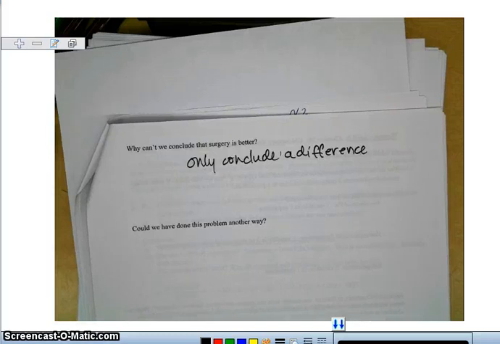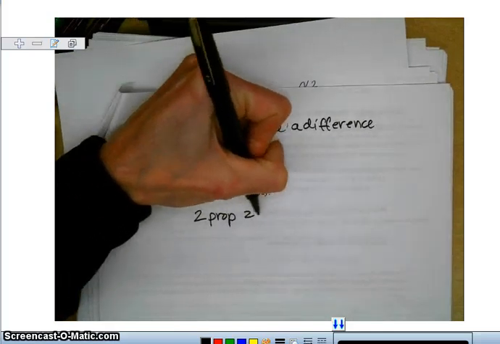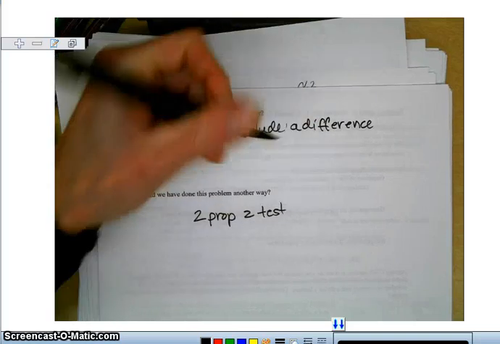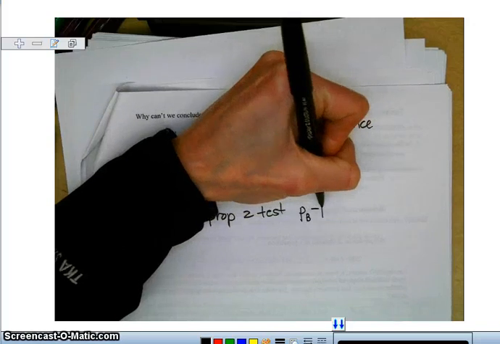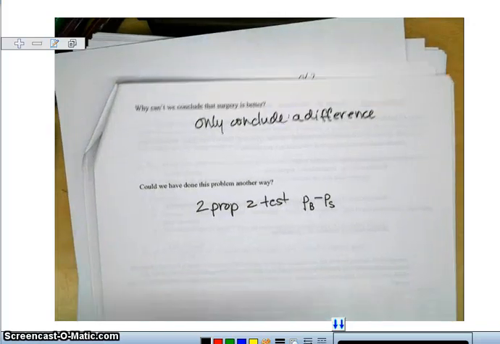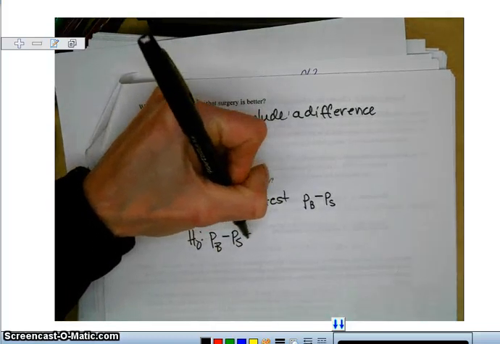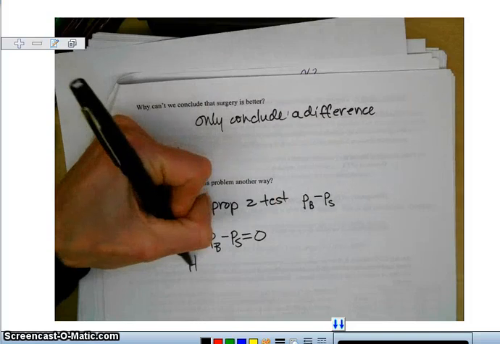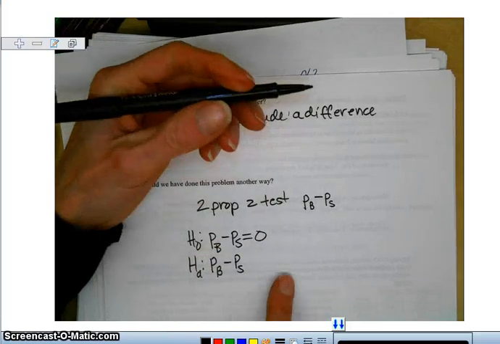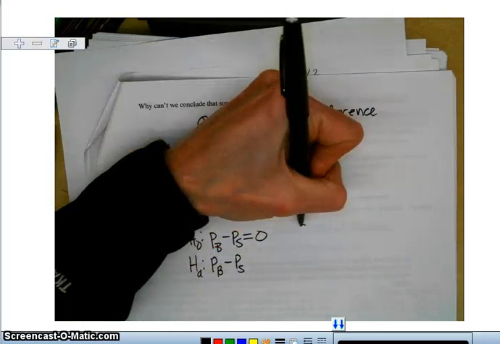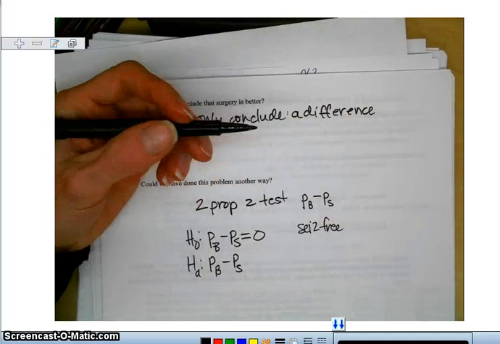Could you have done the problem another way? Yes, you can. You could have used a 2-proportion z-test for P of brain surgery minus P of standard treatment. Your null hypothesis would have been that the brain surgery minus the standard treatment is equal to 0. There's no difference, and the alternative would be that one is better. Well, that would mean more people have less seizures, you know. So you'd be looking at seizure-free, okay? You'd only be looking at that category.